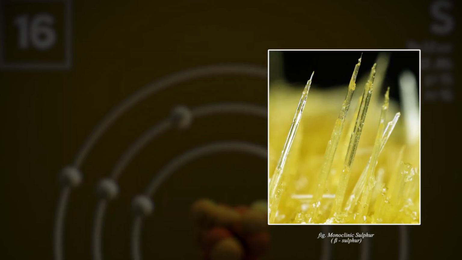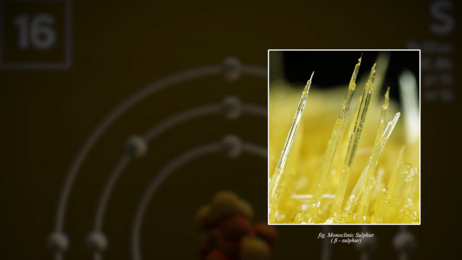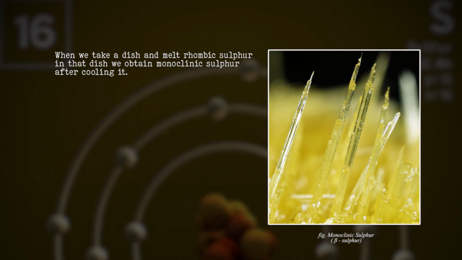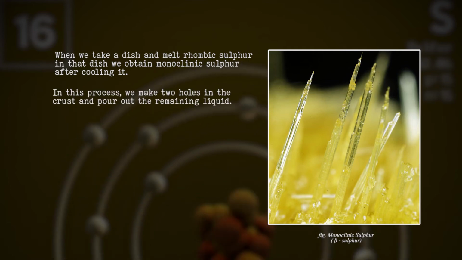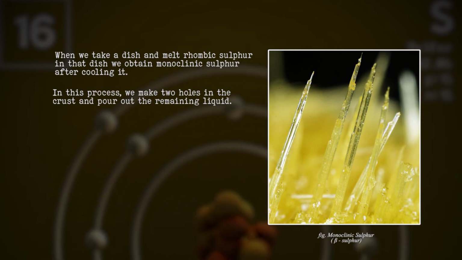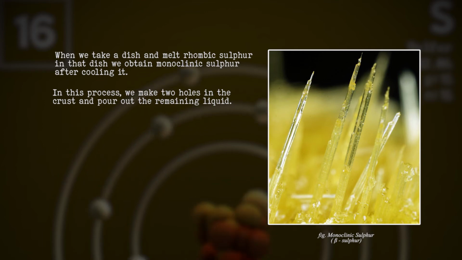अर्को छ monoclinic sulfur. Monoclinic sulfur पनि हामीले rhombic sulfur बाटै obtain गरिरहेछौँ. When we take a dish and melt rhombic sulfur in that dish, we obtain monoclinic sulfur after cooling it. In this process, we make two holes in the crust and pour out the remaining liquid. So monoclinic sulfur पनि हामीले rhombic sulfur लाई नै treat गरेर obtain गर्ने रहेछ.